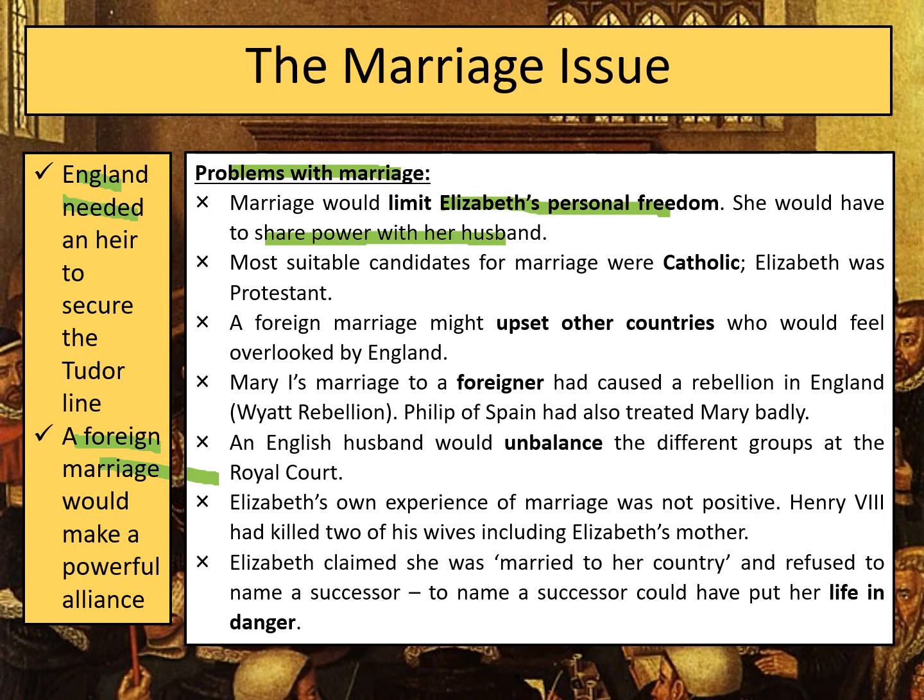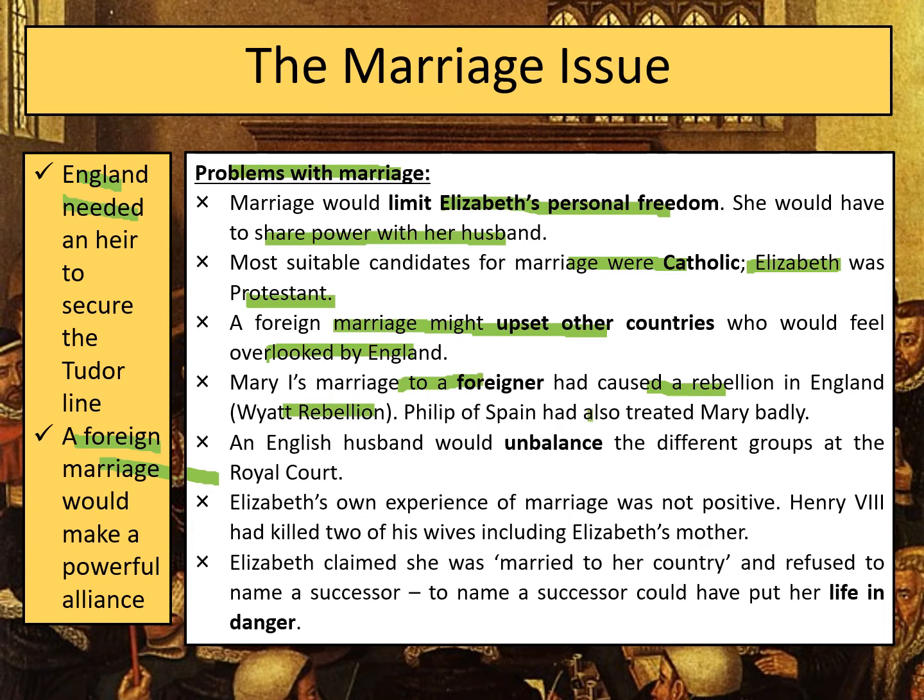Another issue is that Elizabeth wanted to have a Protestant take the throne from her next, but most suitable candidates for marriage, most of the leaders of other countries, were Catholic, and Elizabeth was Protestant, which would cause enormous issues between them. There was also a problem that if she married a foreigner, that might upset other countries who might feel overlooked by England. Furthermore, when Mary, her sister, had married a foreigner, Philip of Spain, that caused a rebellion in England called the Wyatt Rebellion.